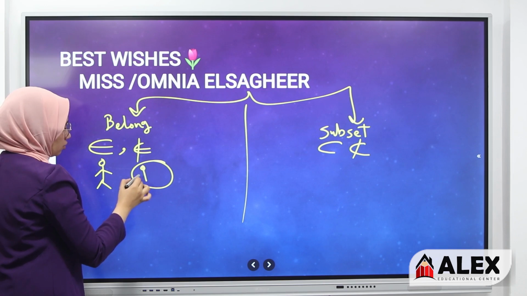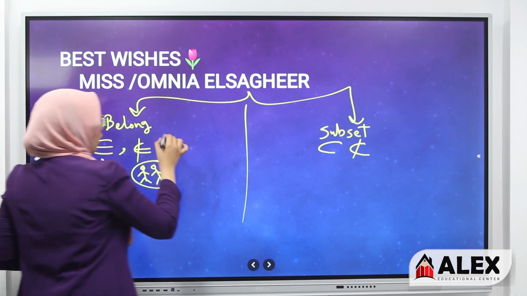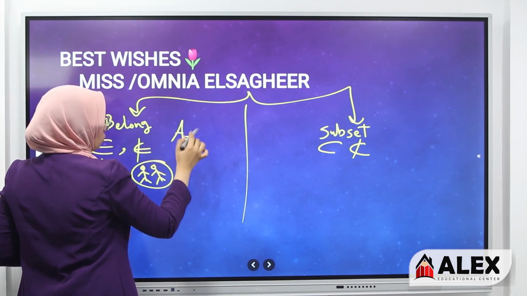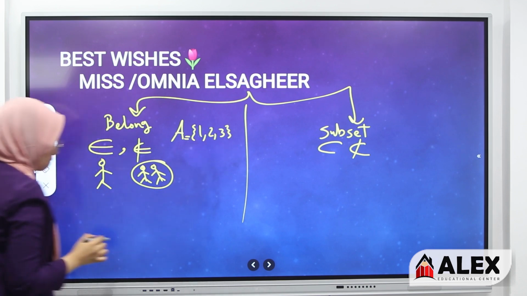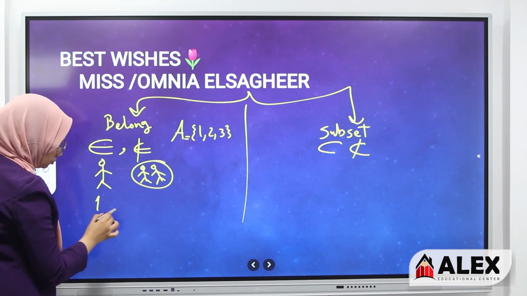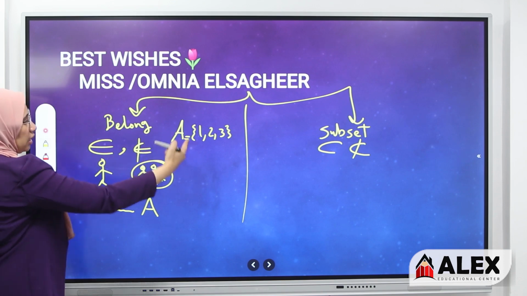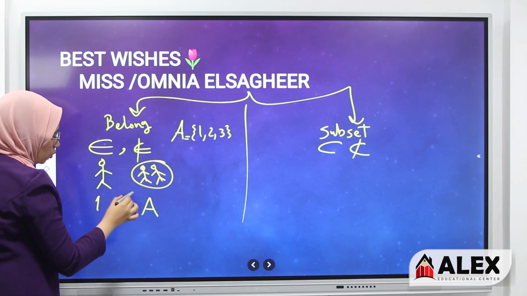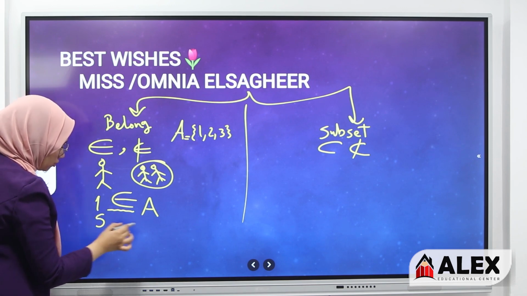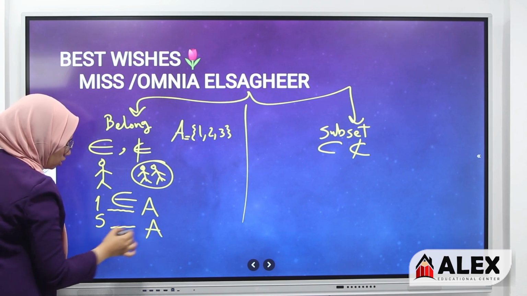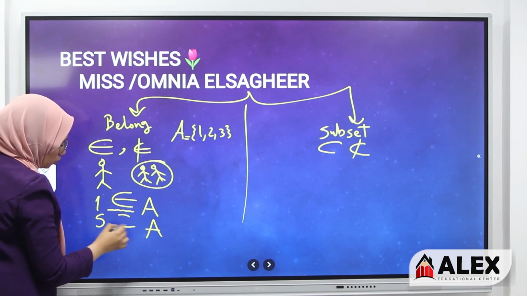Like what? Give an example. If we have A with elements 1, 2, and 3, then 1 belongs or does not belong to A. 1 is an element of the set A, so 1 belongs to what? To A. Another one: 5 belongs or does not belong to A. 5 is not an element of what? Of the set A, so not belong.